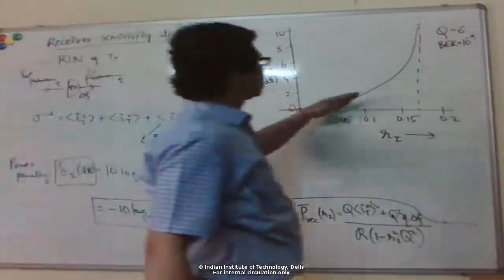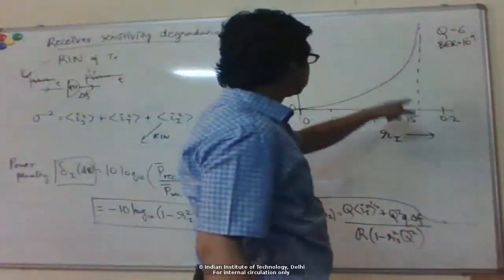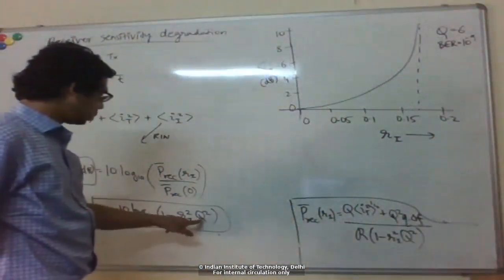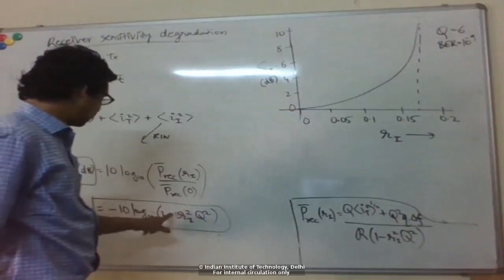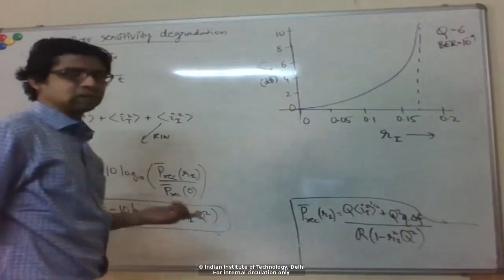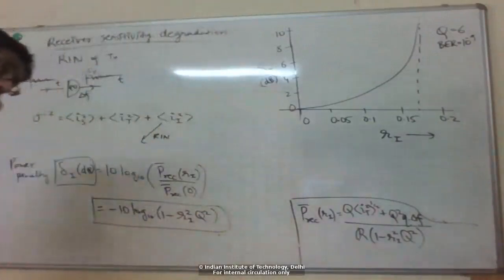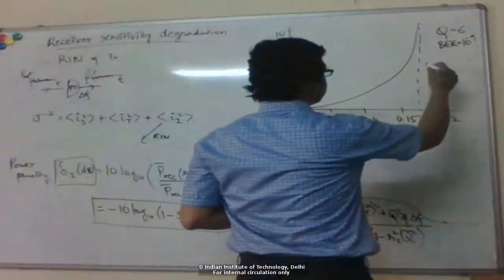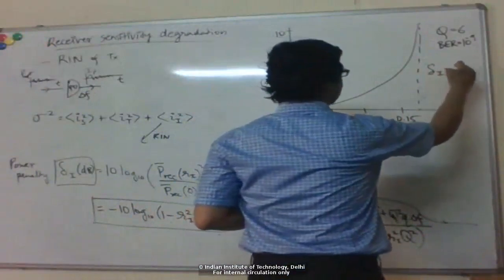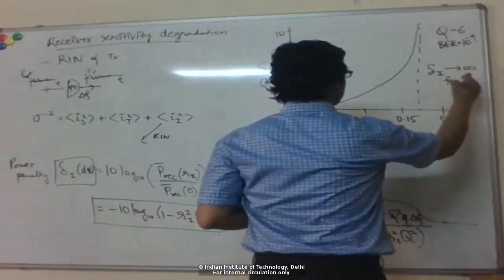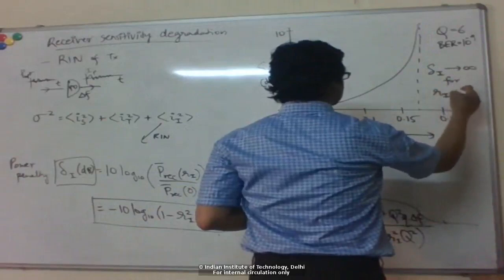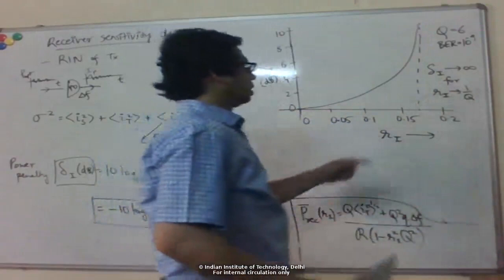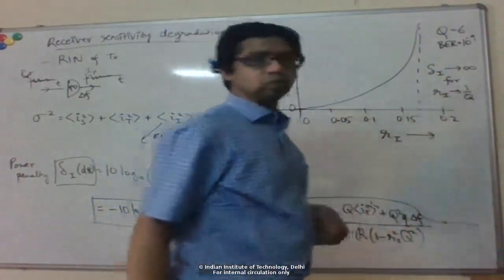It really starts shooting up once you start approaching Ri equal to 1 over Q. When Ri is equal to 1 over Q, this factor becomes 1 and then you have 0 in the log, so that shoots up to infinity. So you can see that the power penalty shoots up when the optical SNR approaches Q.